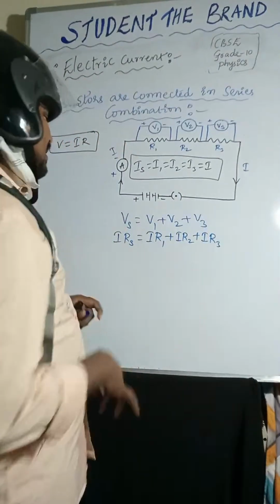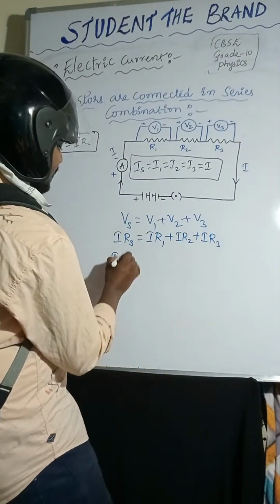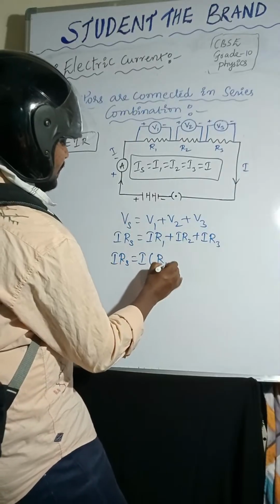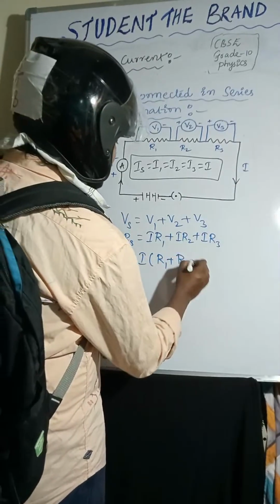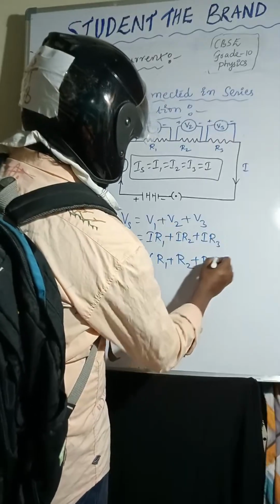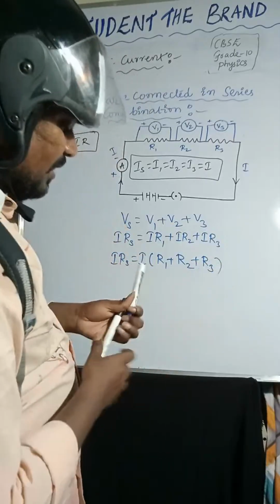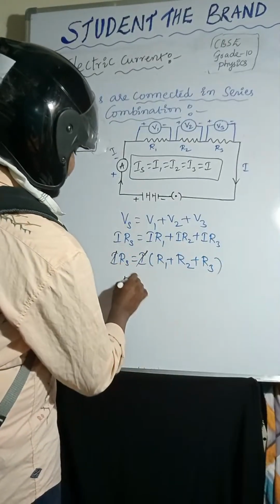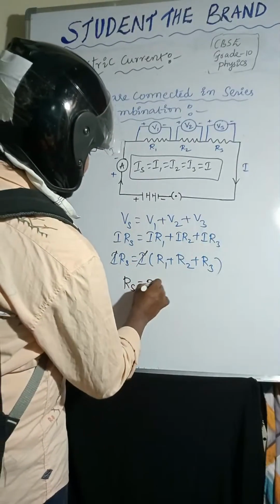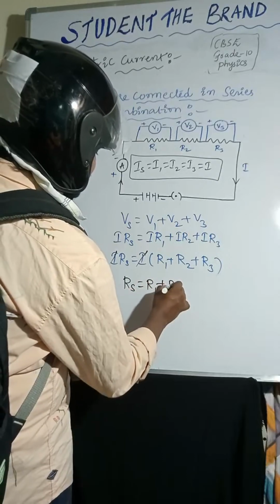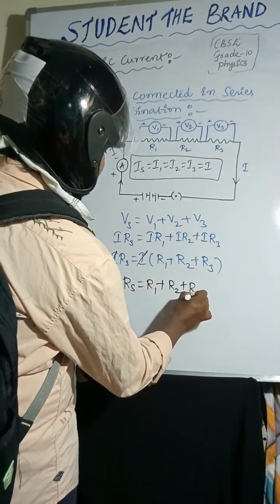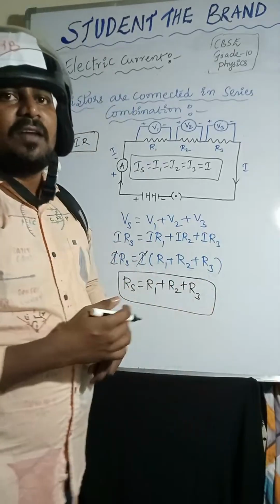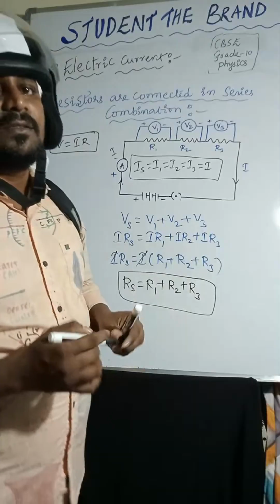Shall I take I common? I am taking I common. Rs equal to I times R1 plus R2 plus R3. So I gets cancelled. Then the remaining answer is Rs equal to R1 plus R2 plus R3. Yes or no? Rs equal to R1 plus R2 plus R3. So that is the formula.